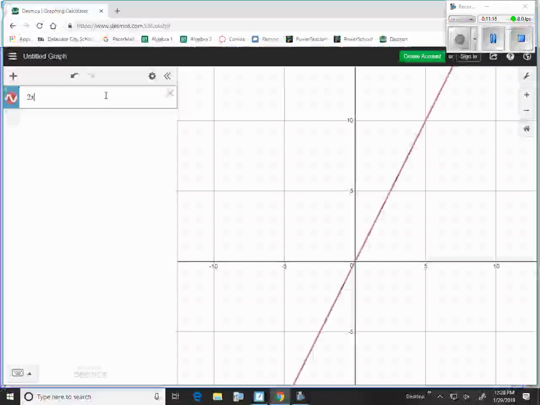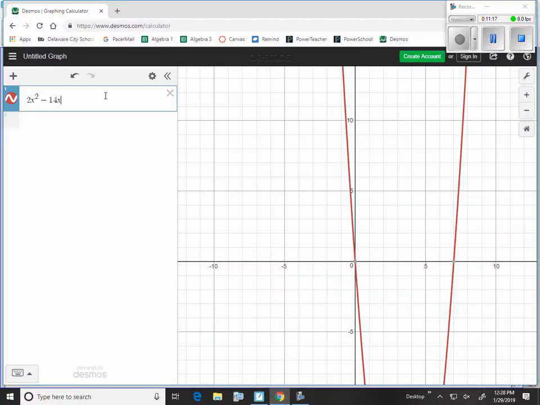Okay. What was it? 2x squared. Is that what it was, friends? Yes. Okay, so if you look up here, take a look. We have an x-intercept at 0 and an x-intercept at 7.